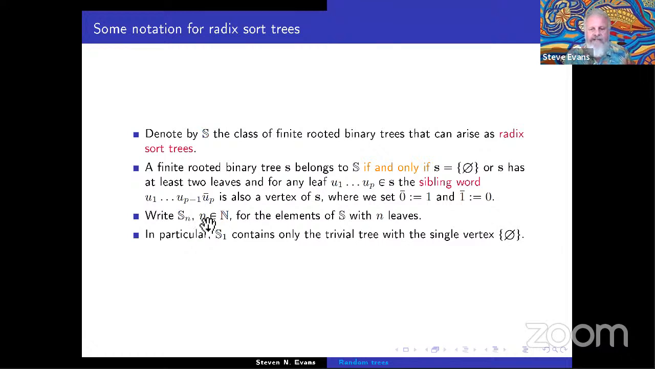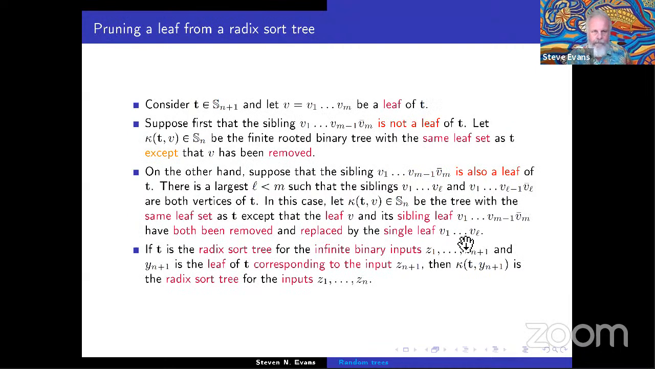And so we'll write Sn for the elements of S with n leaves. And so in particular, S1 contains only the trivial tree with the single vertex consisting of the root.